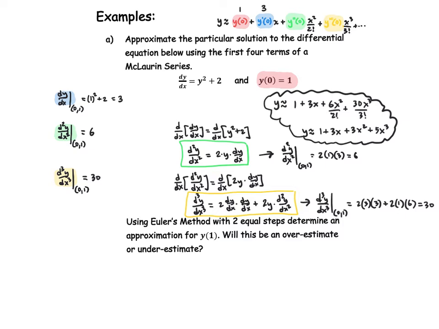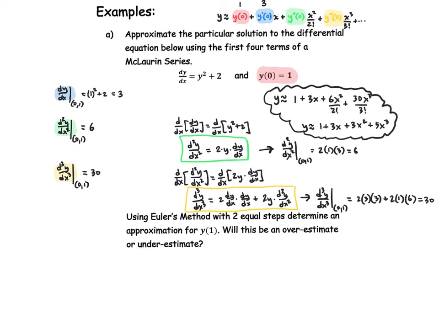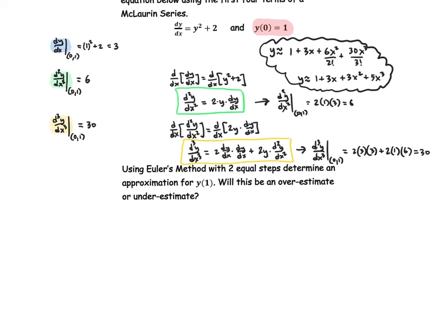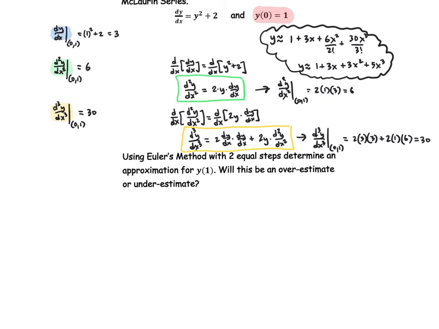Okay, so let's now look at part B. The second part of part A. Using Euler's method with 2 equal steps, determine an approximation for y of 1. Okay, now I'm not going to use my polynomial. I'm going to use dy dx, right? Because in Euler's method, we use a given point. And here I was nice to you. I said only 2 steps of equal length.